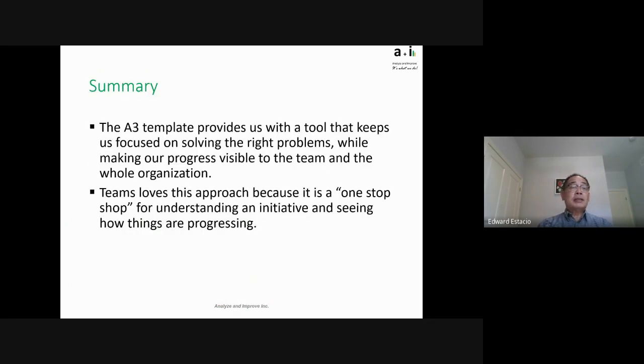So to summarize, the A3 provides us with a tool that keeps us focused on solving the right issues, the right problems, while making it visible for the team and the whole organization. Let's publish these. A team loves this approach because it's a one-stop shop. It's on one page, one piece of paper, and they understand what the initiatives are and how we are progressing towards our goals.